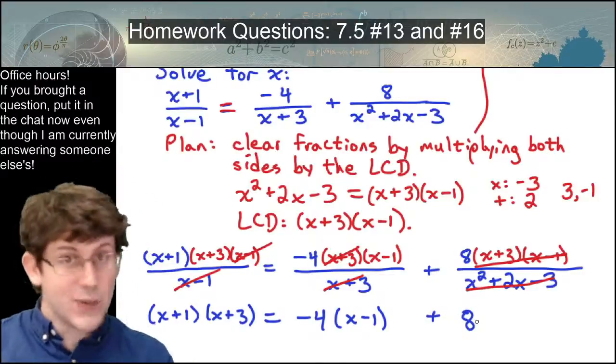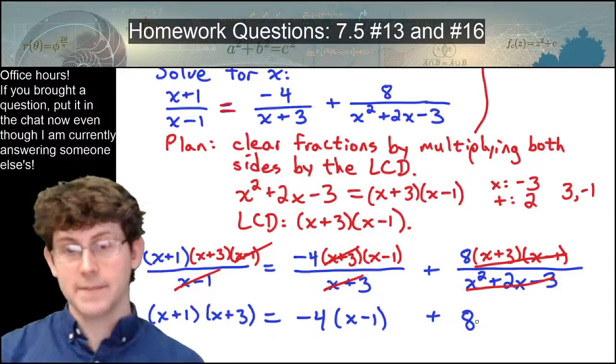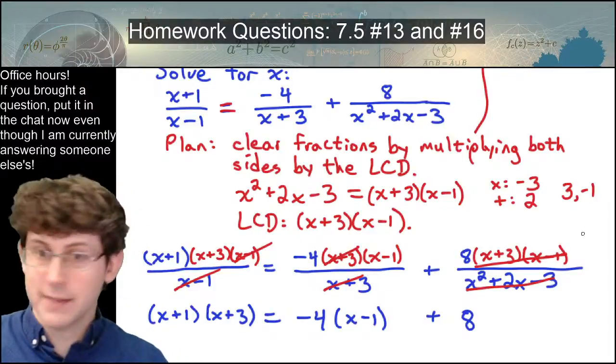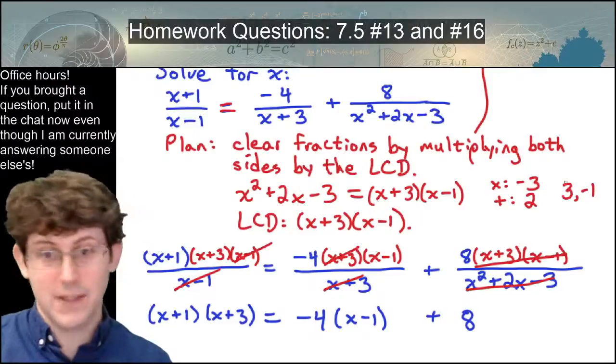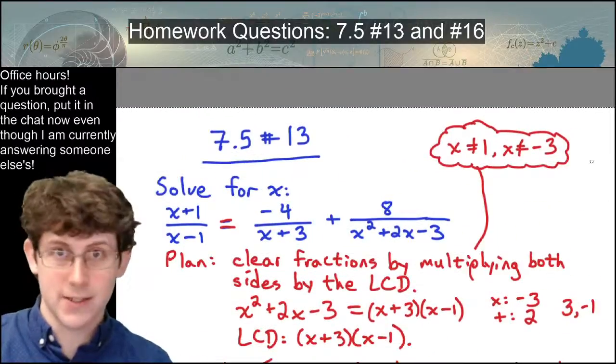What's left over is a new equation. And at this point, I take a deep breath, say, okay, I have a new problem. I can work on this one. And I don't have to remember any of this stuff from before except to rule out certain answers at the end.